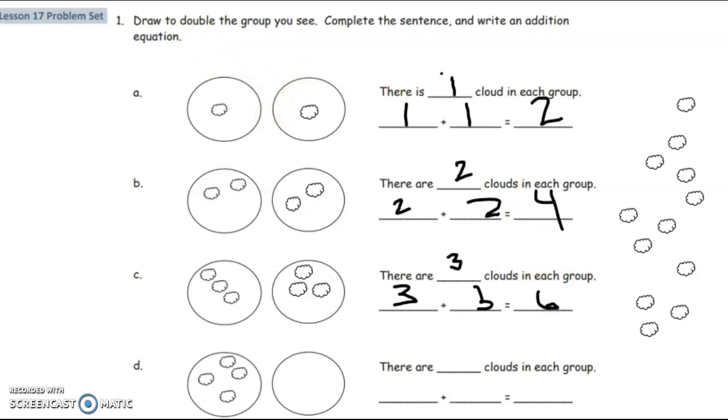And last but not least, we have 4 clouds in letter D, and we're going to double it. So we're going to put 4 clouds in the second circle. Okay, and our sentence frame is there are 4 clouds in each group. And our equation is 4 plus 4 equals 8.